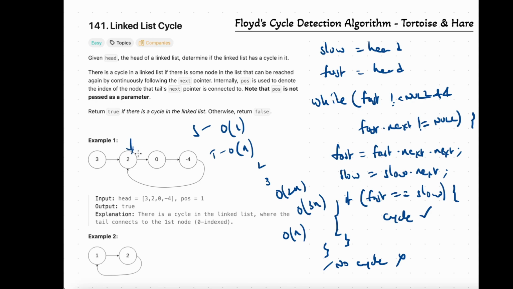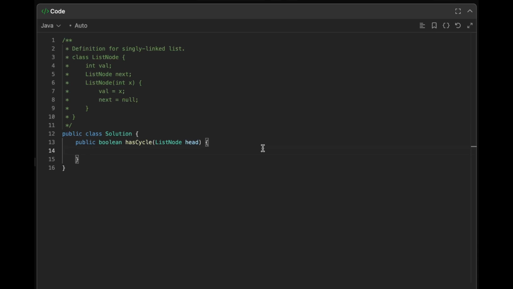Let's see code for this. This is the one you have to use in your interviews. We'll initialize a slow pointer to head and fast to head. And while fast is not equal to null and fast dot next is not equal to null, we'll loop over this linked list.